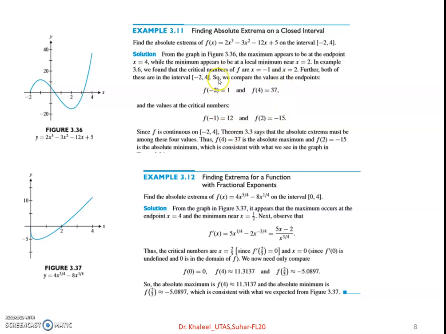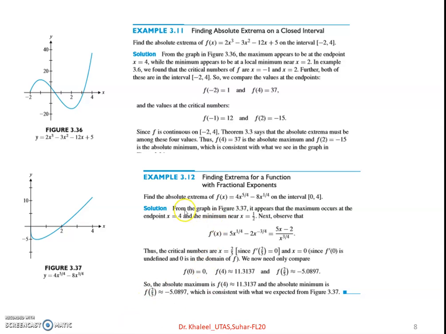Which is the maximum of these? 37. So this is the absolute maximum and it occurs at x equal to 4. What is the minimum of these? Minus 15. So this minus 15 is the absolute minimum and it occurs at x equal to 2.